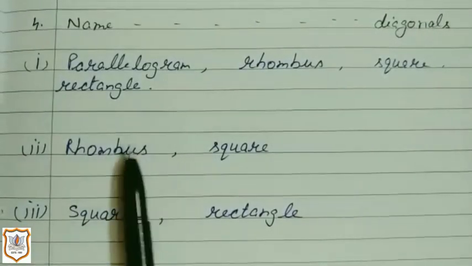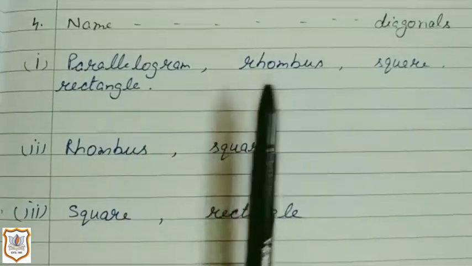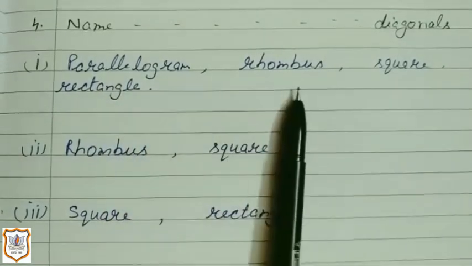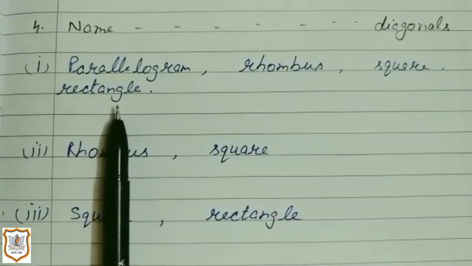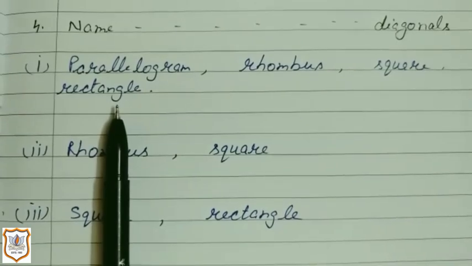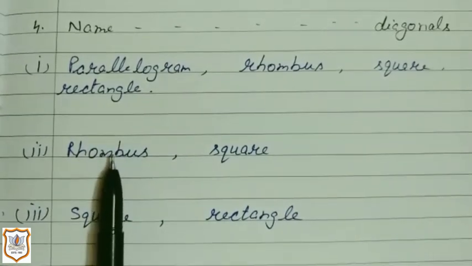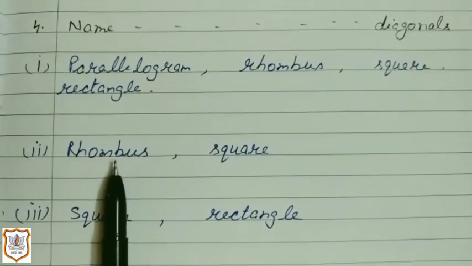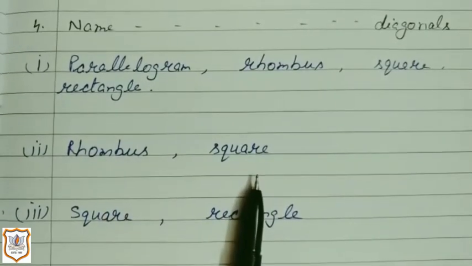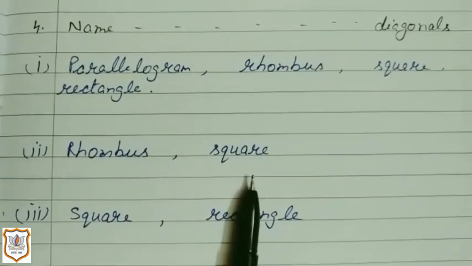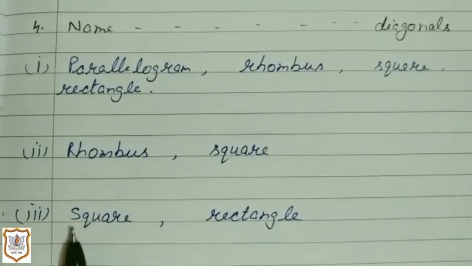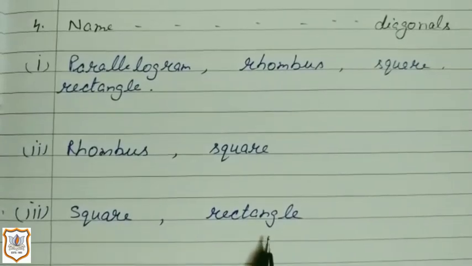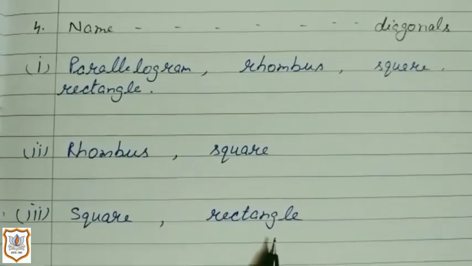Students, the diagonals of a parallelogram, rhombus, square and rectangle bisect each other. Second, are perpendicular bisectors of each other, so the diagonals of a rhombus and a square are perpendicular bisectors of each other. Third, are equal. So students, the diagonals of a square and a rectangle are equal.